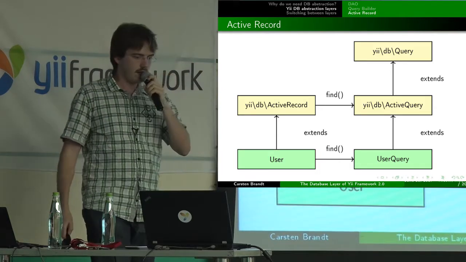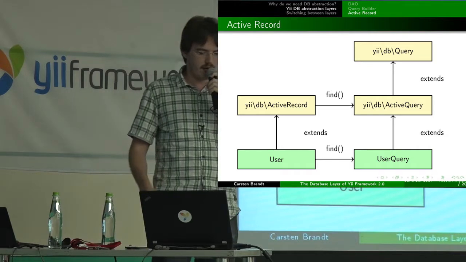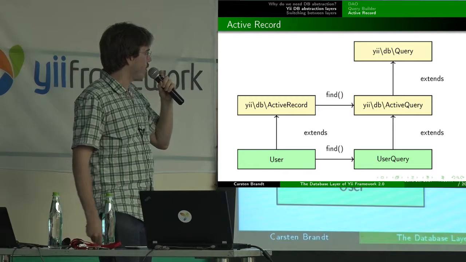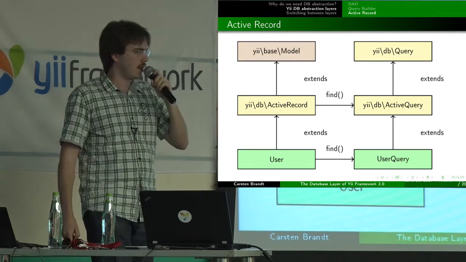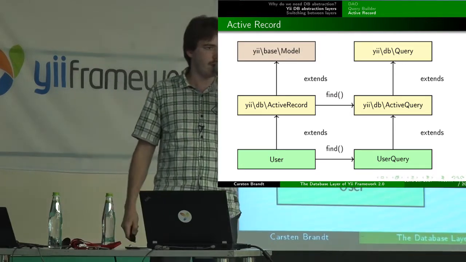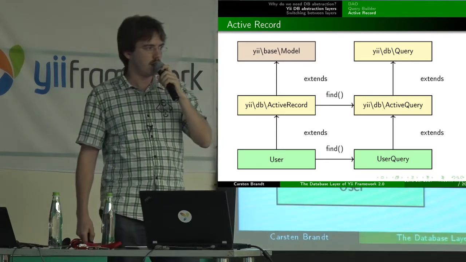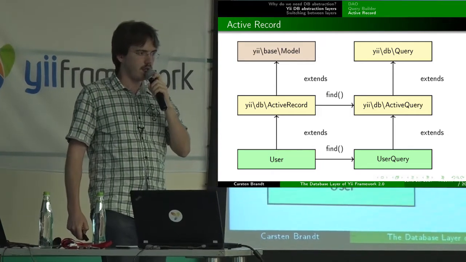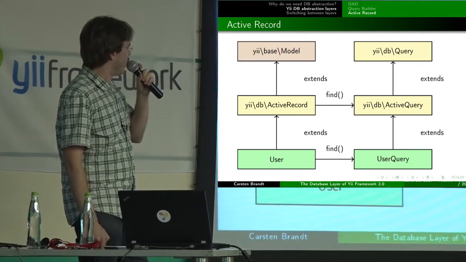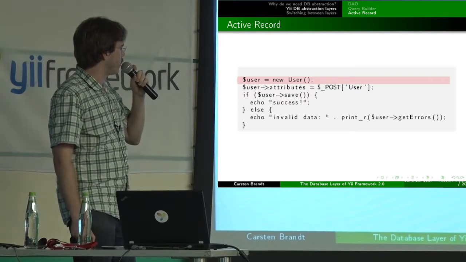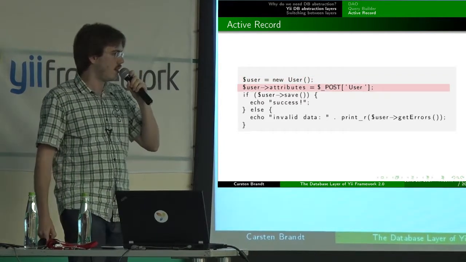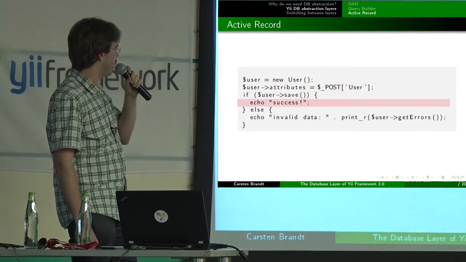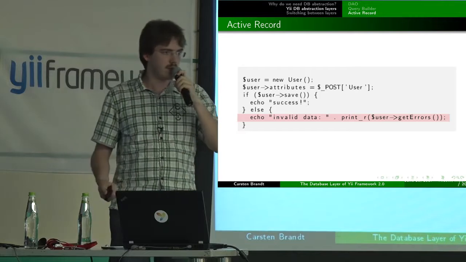And another nice thing is that active record not only provides the same interface for querying as the lower layer, but we also have the extended model, so we can directly work with the validation and form input functionality that is provided by the model. So a new user is created, we assign the attributes by post, call save, on success we are happy, and if not we get the validation errors back.